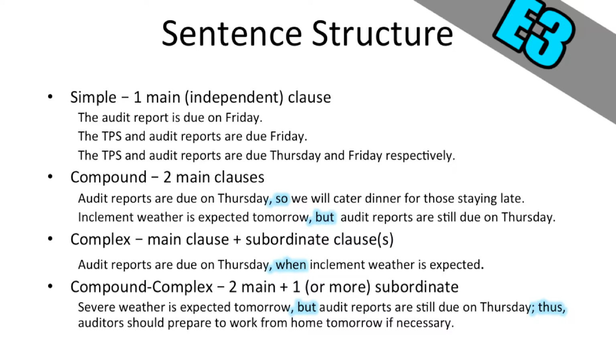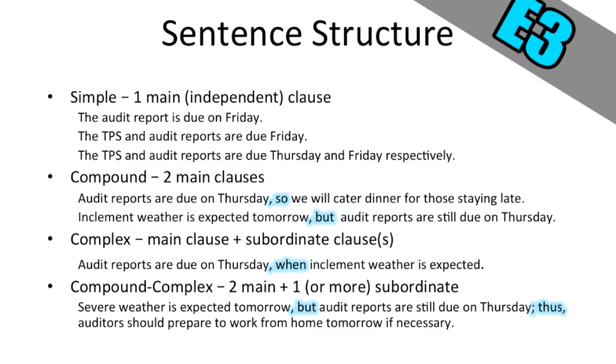So just to review, you can see some examples I've written. There's a simple sentence with one main clause. It says the audit report is due on Friday. Another example, the TPS and audit reports are due on Friday. Okay, so we can have multiple subjects, we can have plural, we can have singular, and still be a main or independent clause. The TPS and audit reports are due Thursday and Friday, respectively. I love that word respectively, by the way. If you're doing any kind of academic writing, it's a great word to help you organize information in your sentences.